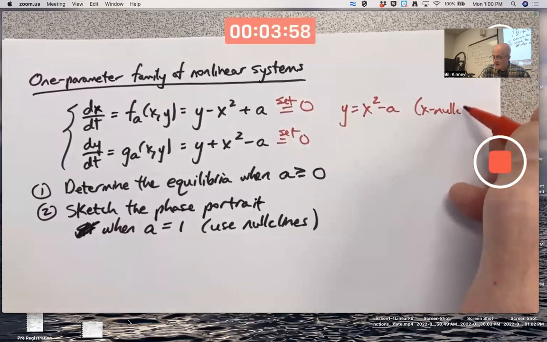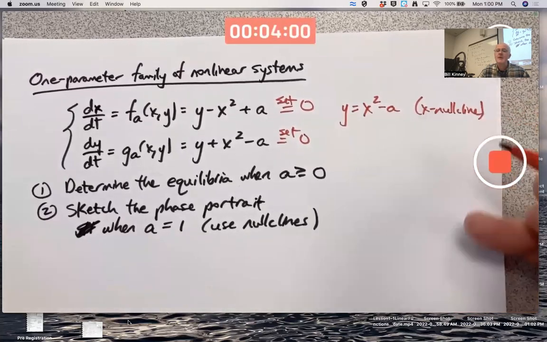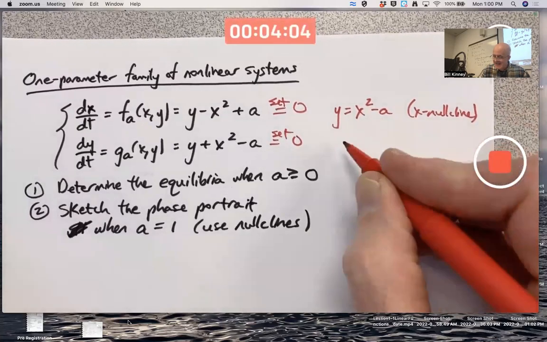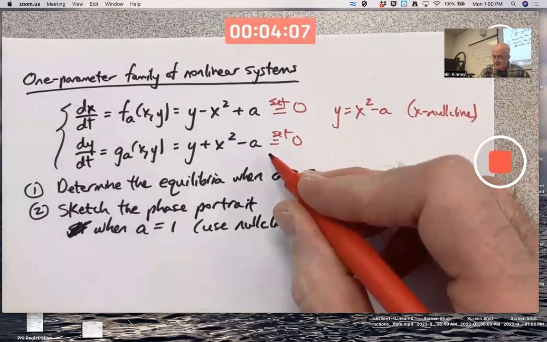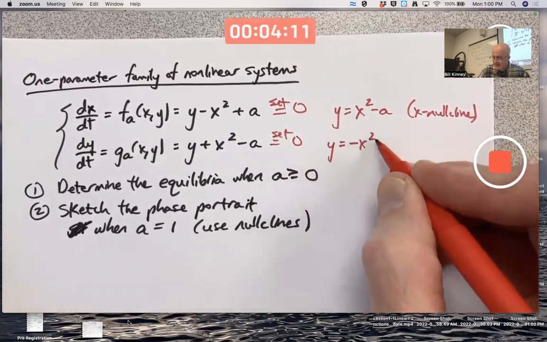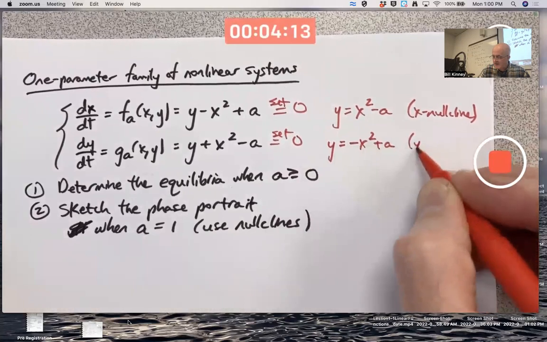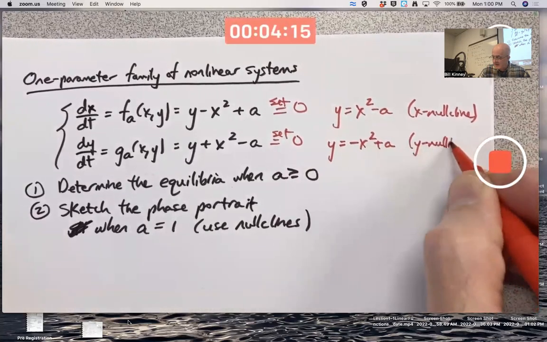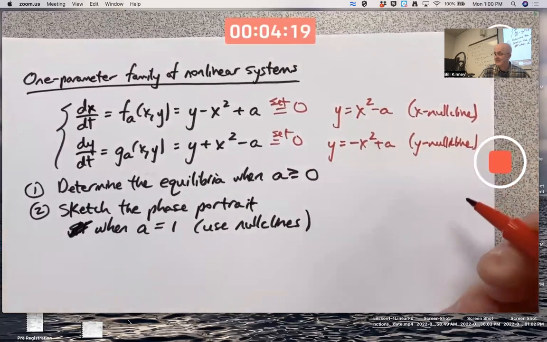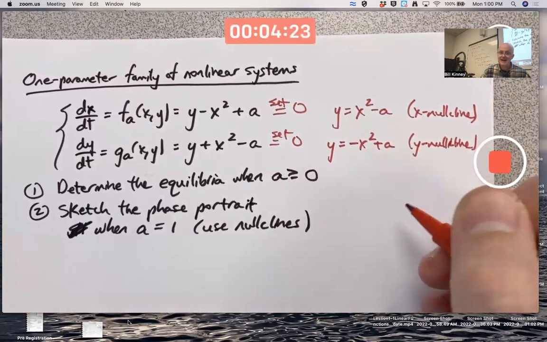That'll be a parabola opening upward with y-intercept at negative a. And looking at the dy/dt equation, solving for y, you get y equals negative x squared plus a. That'll be the y nullcline. It's the reflection of the x nullcline across the horizontal axis, a parabola opening downward with the y-intercept at positive a.